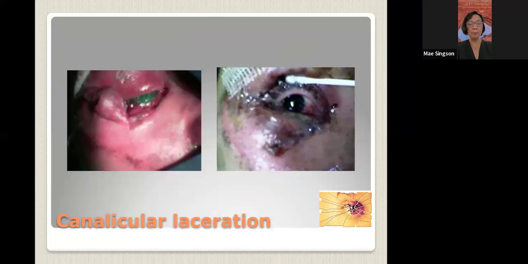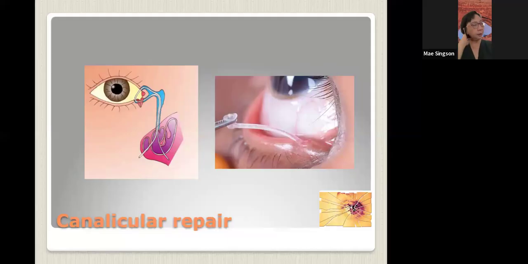Here is an example of a canalicular laceration wherein the entire lid was severed and the basic steps of repair were done. This one had a bicanalicular silicone intubation. So next slide, please. Next. When you are doing canalicular repair, there are two options. You can do a bicanalicular intubation, like the slide on the right, or a monocanalicular intubation, which is more common now and easier to use, like the Mini Monoka, as seen in the left photo.